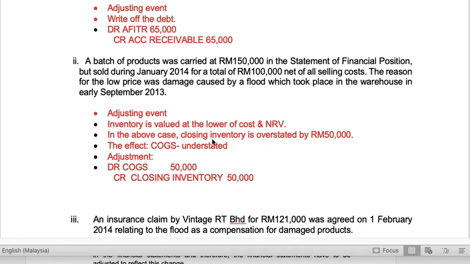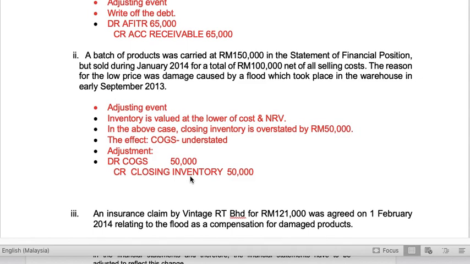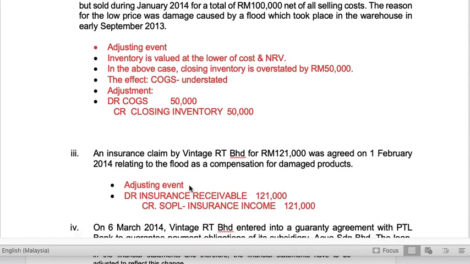So the effect is when your closing is overstated and this closing inventory is affecting your COGS. Alright, in COGS you less the closing inventory, so your COGS become understated. So how do you correct this? So you have to debit your COGS and you have to credit closing inventory. Okay, debit COGS because it is understated and you have to add it back. You credit closing inventory because your closing inventory is overstated, so you have to reduce that closing inventory, which you report in your SOP under current asset.